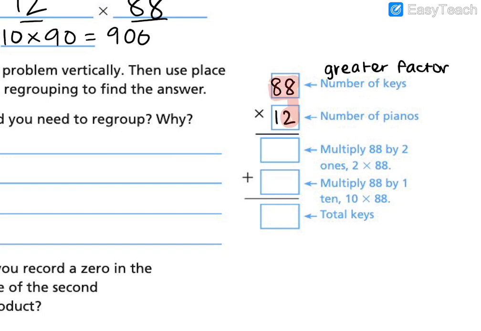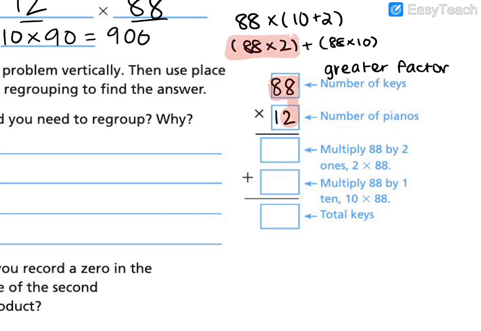So think about this like we were doing distributive property. We're doing 88 times 10 plus 2. We're going to multiply first 88 times 2, and then we're going to add the 88 times 10. Okay, so this is the section we're doing right now. We are doing 88 times 2.